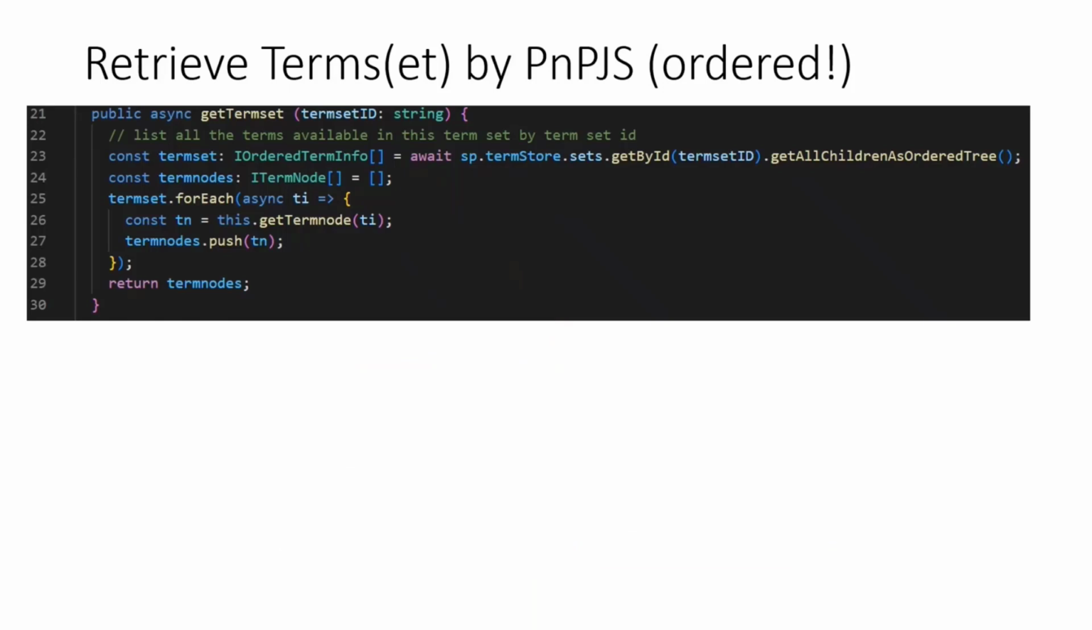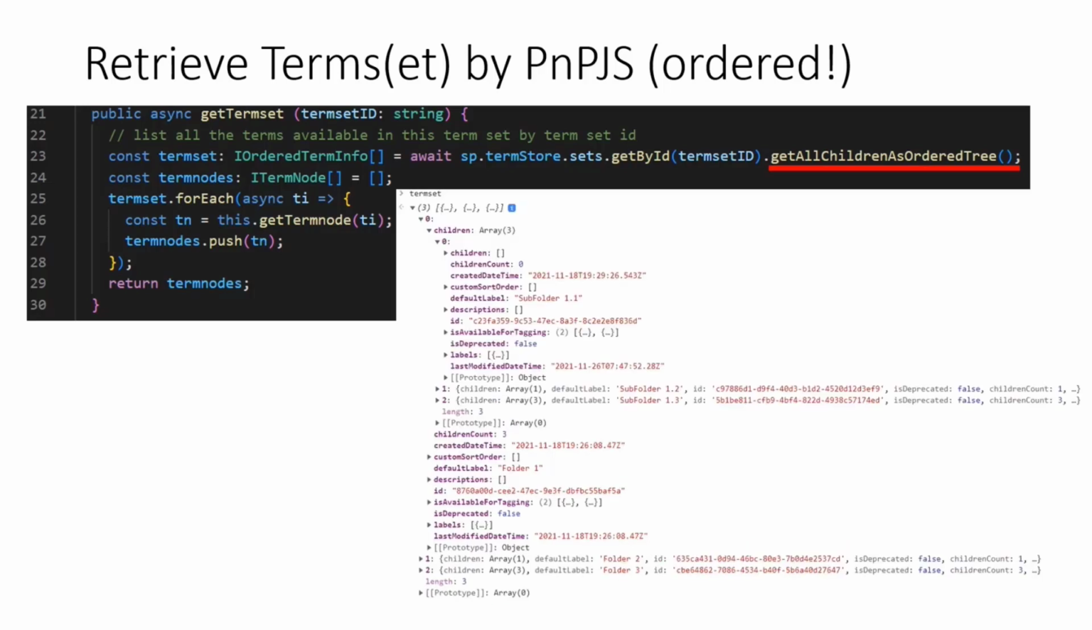Let's start with some PnPjs magic: how to retrieve the terms in the very beginning. The magic method is getAllChildrenAsOrderedTree. This will get from our term store, the given term set, all the terms in an ordered manner and also with children.